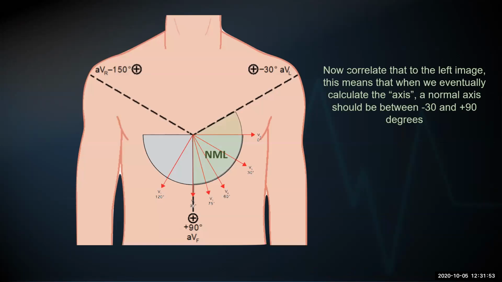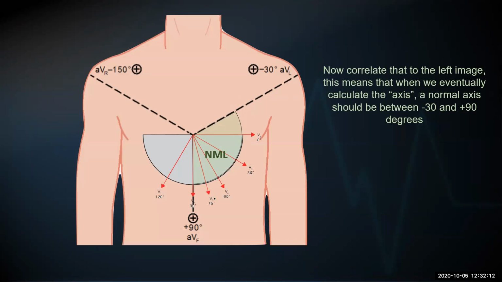So if we correlate everything we've been talking about up to this point, we'll see that when we have someone that's a normal axis, they can be anywhere between negative 30, which would be a positive in AVL, all the way down to a positive 90 in AVF, okay? So negative 30 to positive 90.